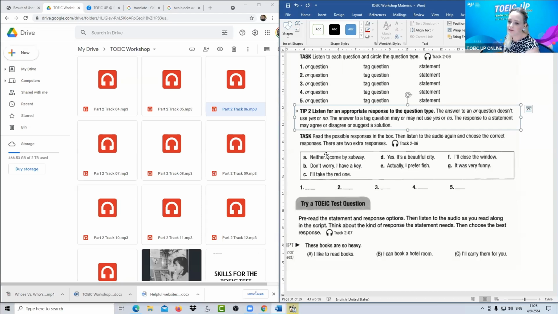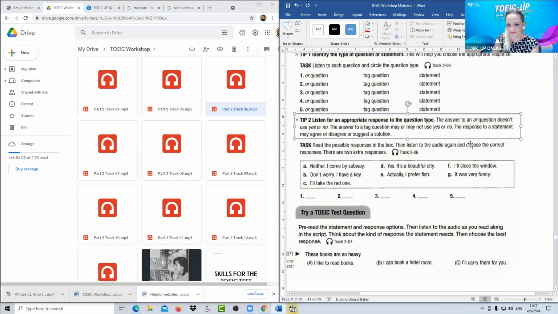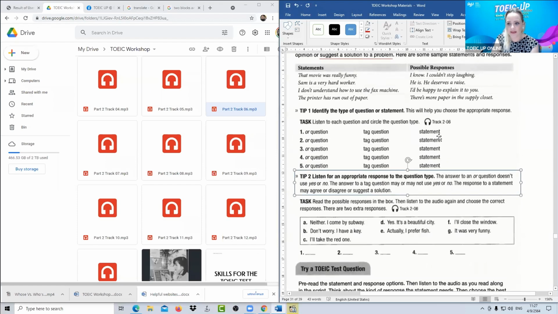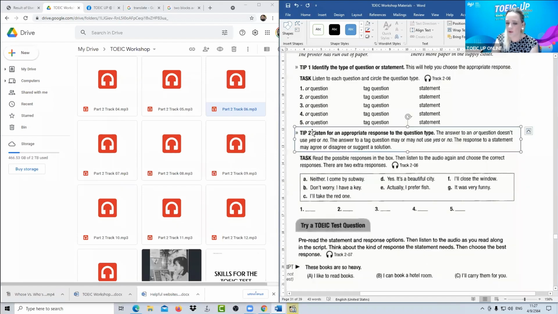D, yes, it's a beautiful city. Remember your summary. Tag question. We've got a yes here. The answer to an or question doesn't use yes or no, so or is out. The answer to a tag question may or may not use yes or no. So this is most likely a tag question. Okay. Or it could be a statement, because this person could be having an opinion with, I think Rome is so beautiful. And they could say, yes, it's a beautiful city. So this can be either a tag question or a statement.